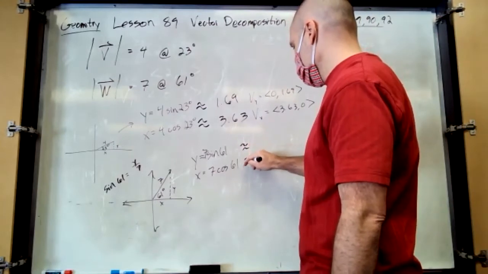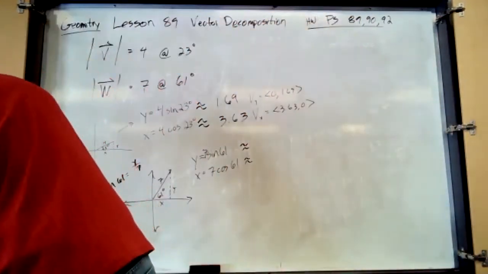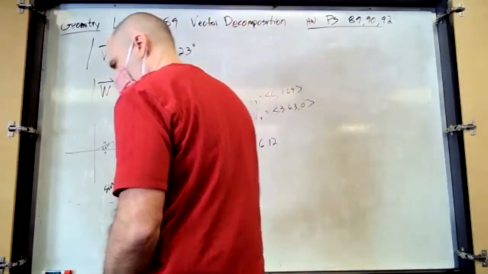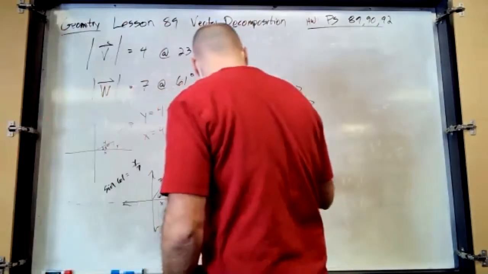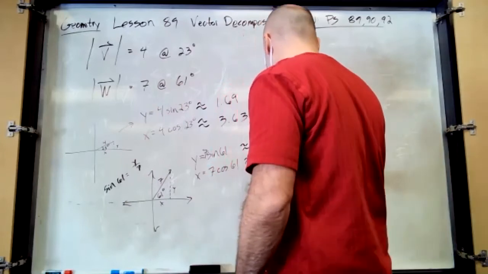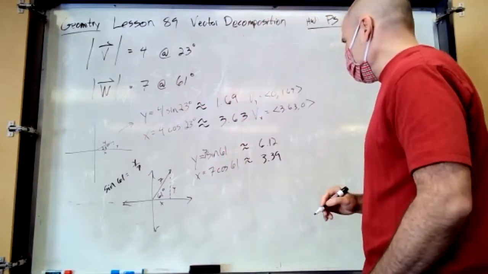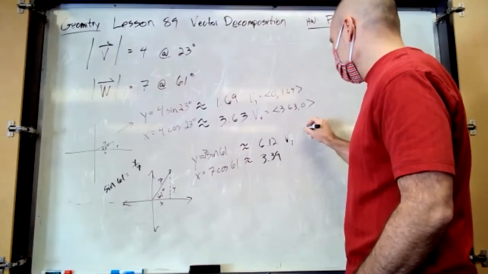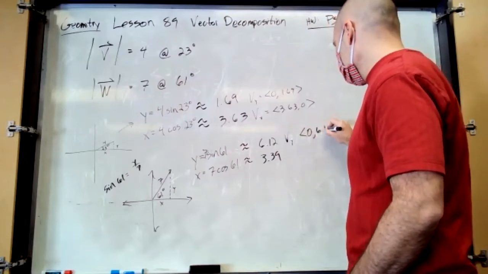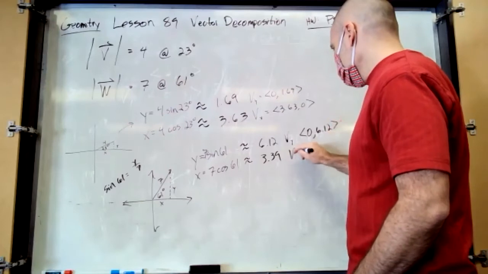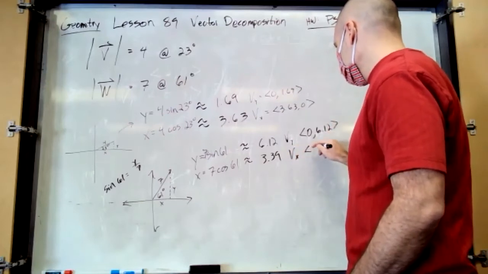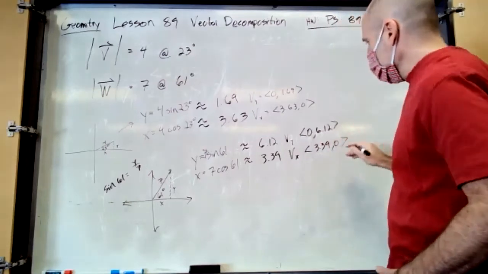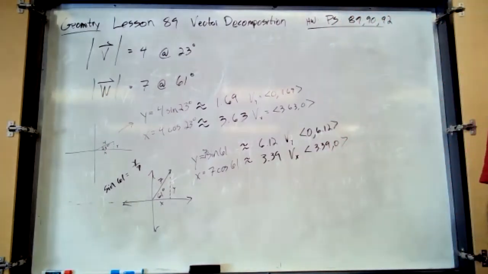Did you guys get this? What'd you get? For y, I got 6.12. And for x, I got 3.39. Good job. All right, so here are the x and y vectors. The vector of y is 0, 6.12, and the vector of x is 3.39, 0. So now I'm going to add the vectors.